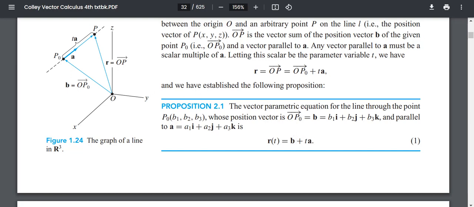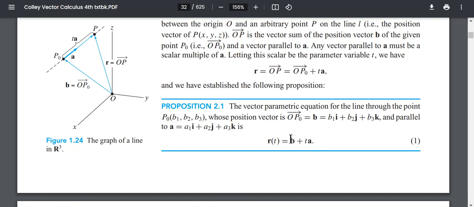So this isn't the normal way that we're used to writing equations of lines, but it's true, it works, right? Depending on what t we put in, we can get any point on this line. We can even go to this side of the point P0 if we put in a negative number for t. So we can get any point on this line by varying t and doing this vector addition.